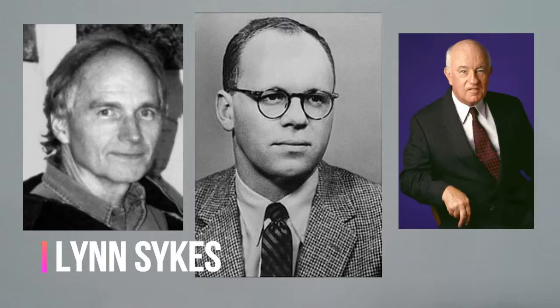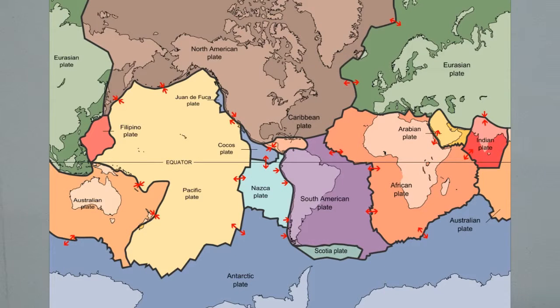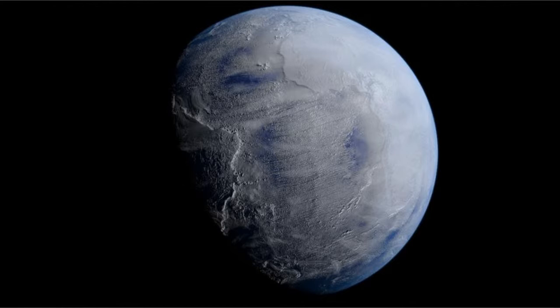Now, in the year 1968, Brian Isaacs, Jack Oliver, and Lane Sykes proposed the theory of plate tectonics, describing the motion of the plates which began on the Earth some 3 to 4 billion years ago, when the planet was still young and hot, but old enough for its outer shell to be cold.